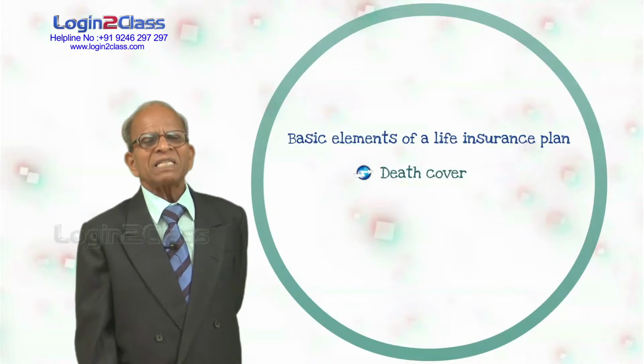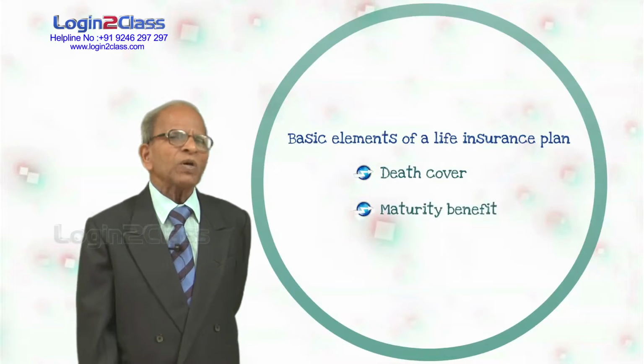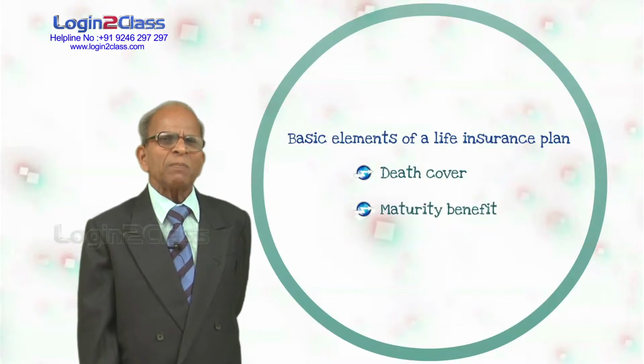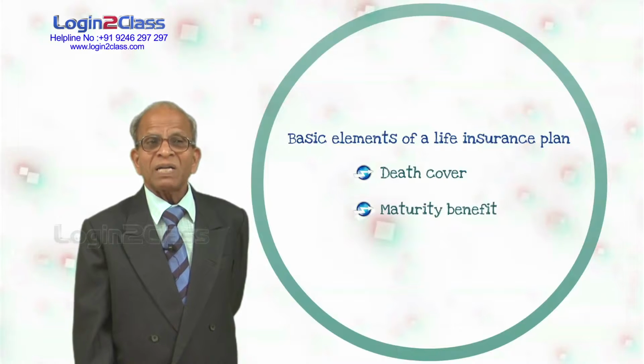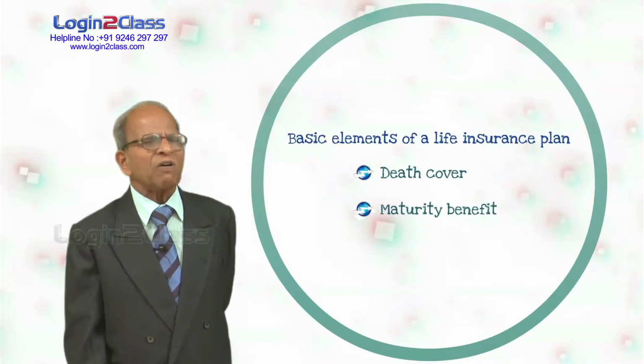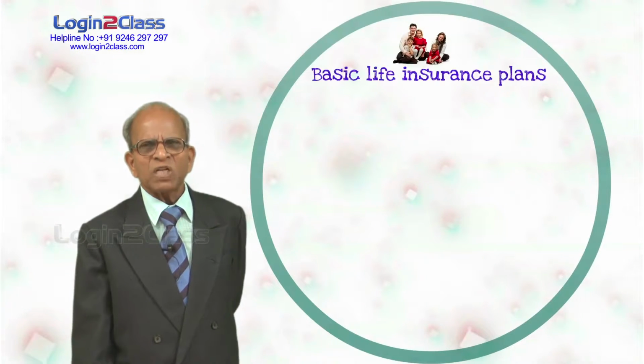So, death cover is the first point. And the second is maturity benefit. Are they going to pay something on maturity? If so, how much is it? So, when you examine a policy, you have to see what death benefit it is offering and what maturity benefit it is offering. These two things you have to see. Now, what are the various basic life insurance plans?